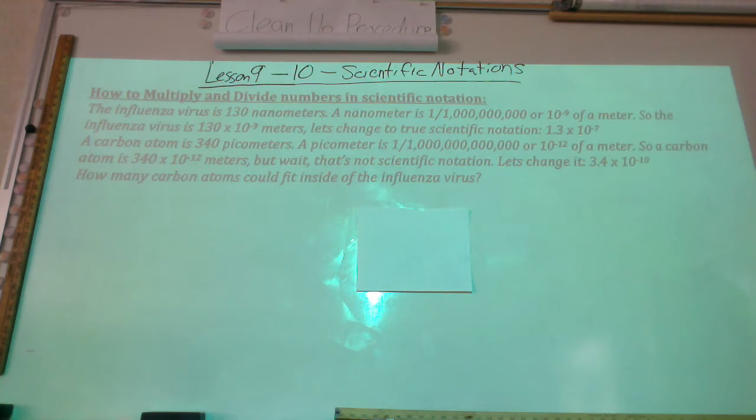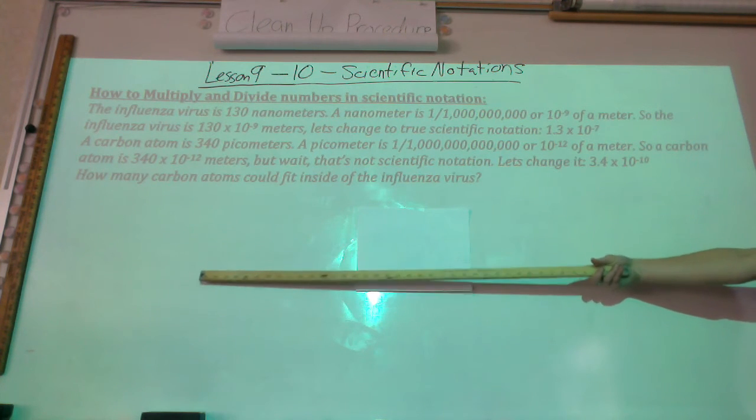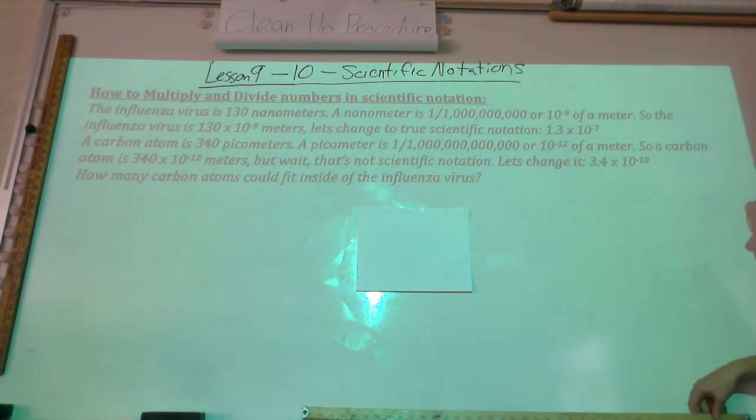A carbon atom is 340 picometers. A picometer, what is even that number? 1,000, million, billion, trillion. So 1/1,000,000,000,000th, or 10 to a -12 of a meter. Remember, this is a meter. So 1/1,000,000,000,000th of this is how big a carbon atom is. Crazy, crazy small. So a carbon atom is 340 times 10 to a -12.